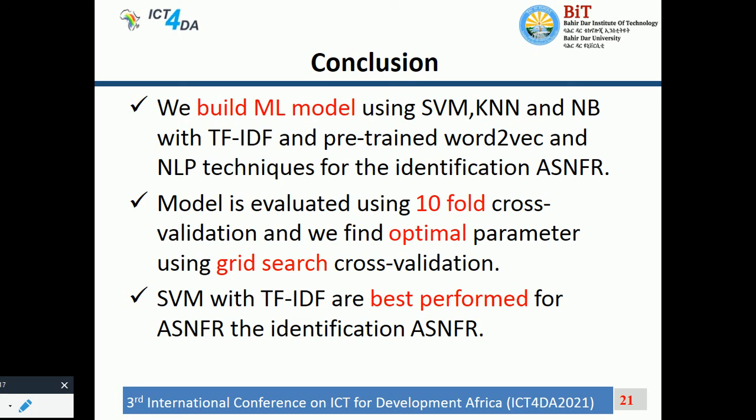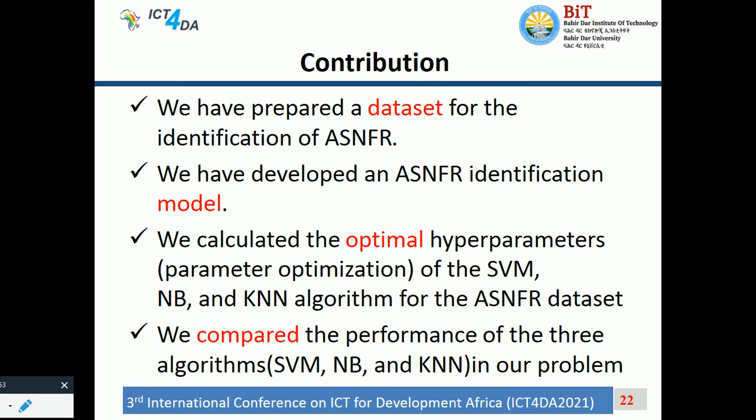So finally, to conclude, we built machine learning models using the SVM, KNN, and NB algorithms with TF-IDF and pre-trained Word2Vec models. We evaluated our models using the stratified version of tenfold cross-validation, and we found the best performing hyperparameters using grid search cross-validation. The SVM with TF-IDF is the best performing model in the identification of architecturally significant non-functional requirements.